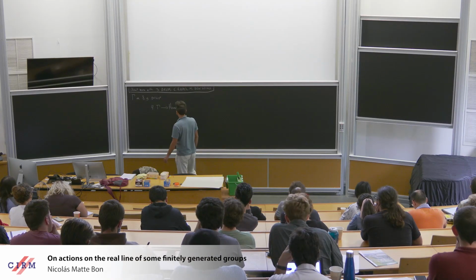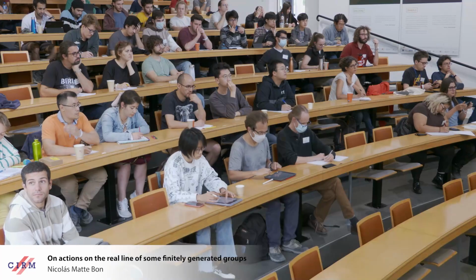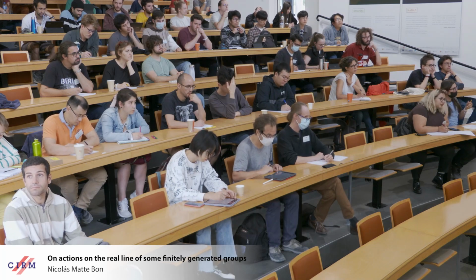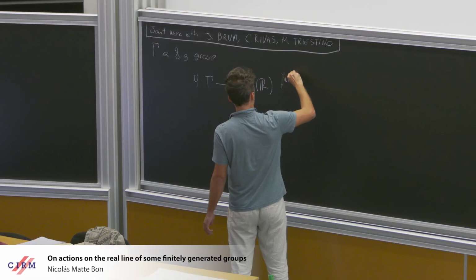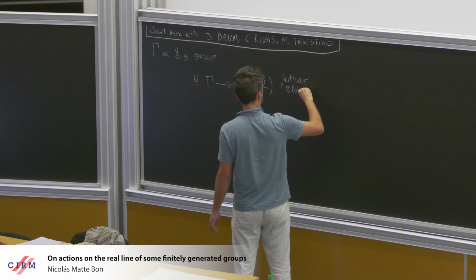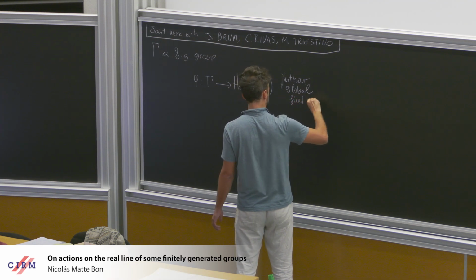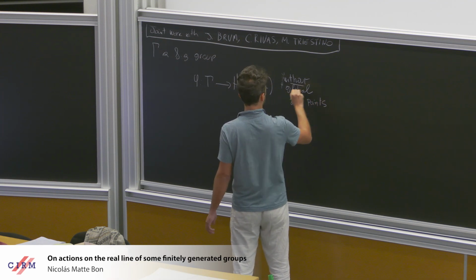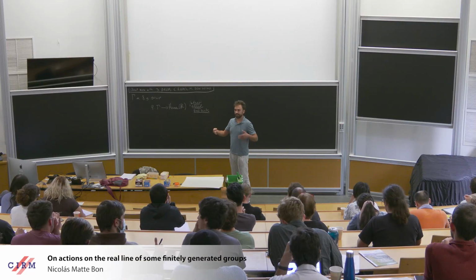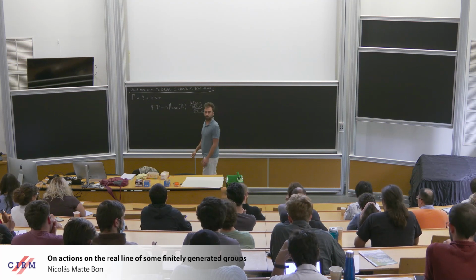And there is a standard reduction one can do. Of course, when you want to understand such actions, it's enough to restrict to actions which have no global fixed points. Because if there are fixed points, it's just a closed invariant set, and you look at the action on each connected component of the complement, which is still homeomorphic to the real line.